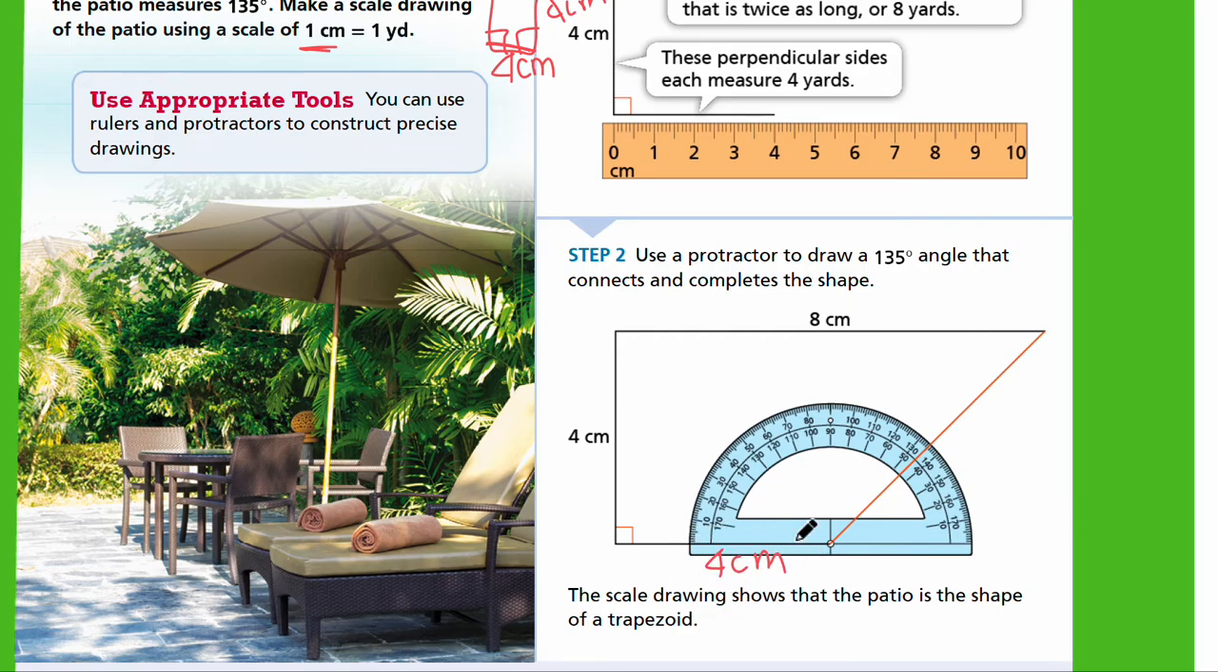So the shape would be a trapezoid. This is called a trapezoid if we have 2 parallel sides and then non-parallel for the other ones. That is, if we only have 1 pair of parallel sides, then it would be a trapezoid.